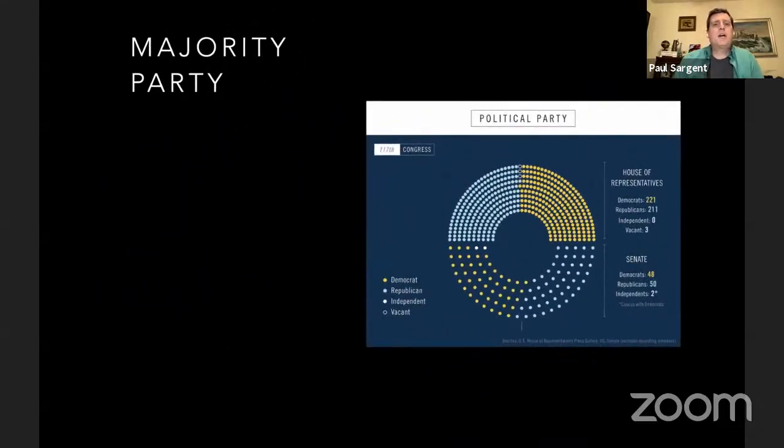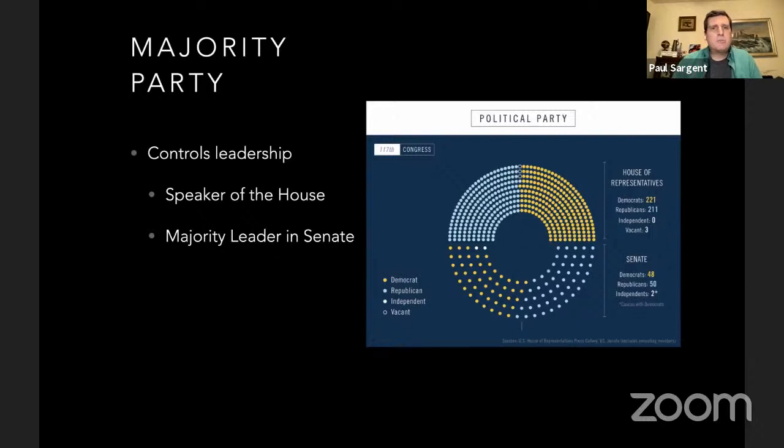Now, the majority party, it's important to understand, really controls everything. They control the leadership. So in the House of Representatives, you have the Speaker of the House, who currently, as I said, is Nancy Pelosi. Always the Speaker of the House is from the majority party. In the Senate, there is no speaker, but the majority leader in the Senate is the leader of the Senate, because they lead the majority party in the Senate and they have more votes than anyone else. But also, it's important to understand that the chairpersons of all the committees are representatives from the majority party.